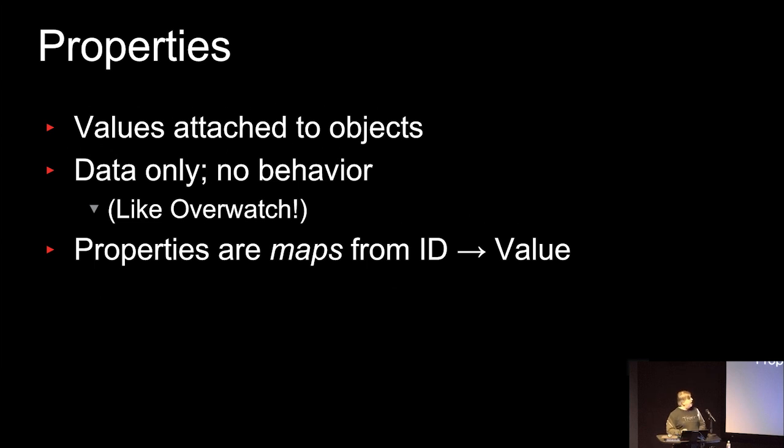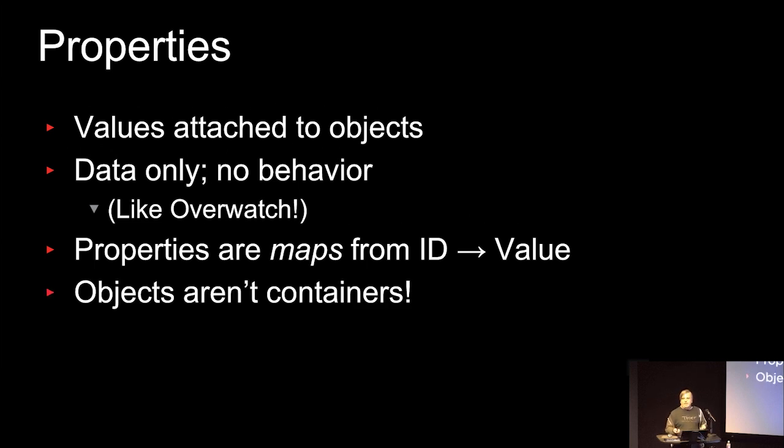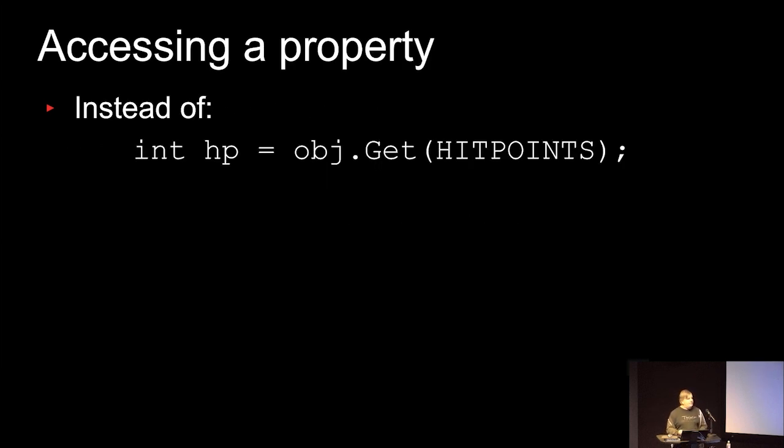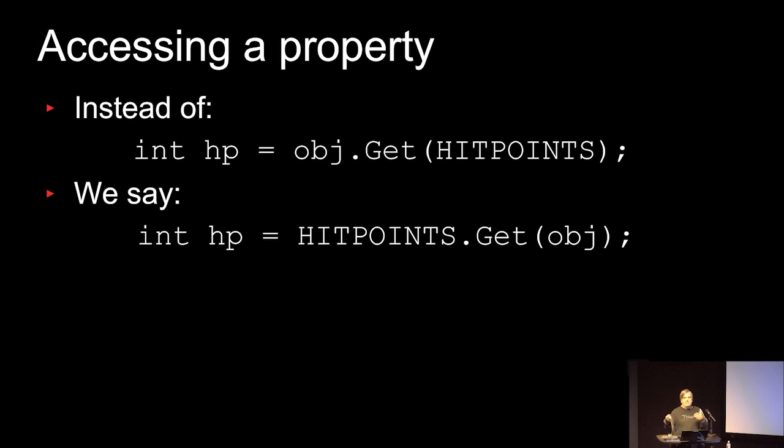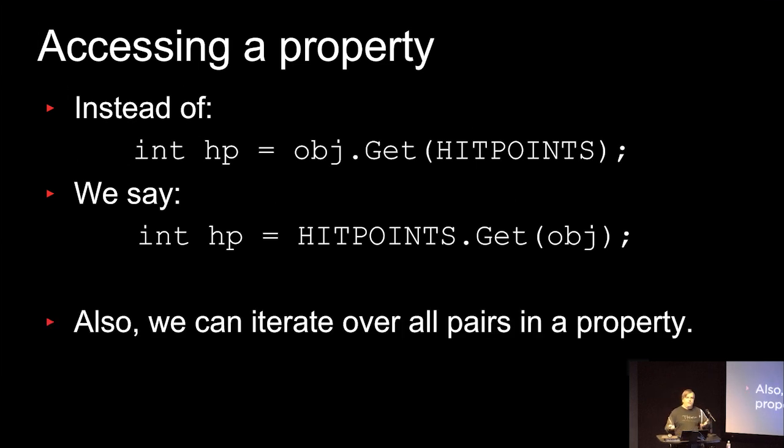So in our case, properties were actually maps from object ID to value. An ID could have a value or could not have a value. Again, objects aren't containers; they're just integers. It's the properties that are the containers in some sense. So when you're accessing a property, instead of taking the object and calling its get method with the hit points key, you're actually going to the hit points singleton and calling its get method with the object ID. And we had other APIs too. You could go to the hit points singleton and iterate over all things with hit points, for example.